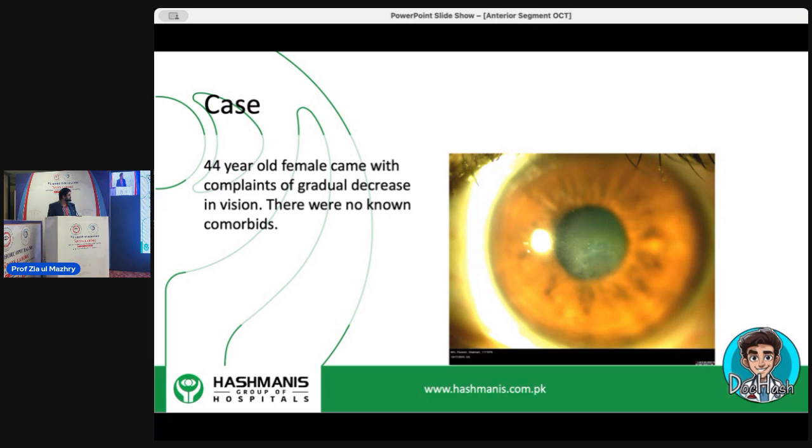So, diving straight into cases, since we have seen the basics, you will understand the interpretation better. This is a 44-year-old female who complains of gradual decrease in vision. She had no comorbidities, but came to the clinic with this pathology. Just by looking at it you will get an idea. It's a very easy case.